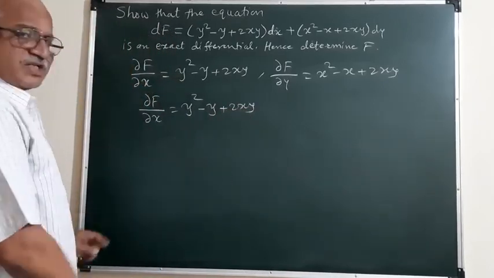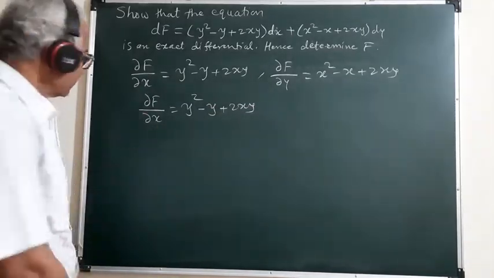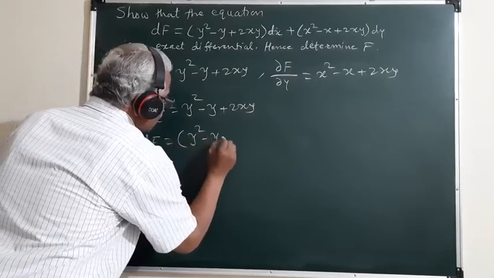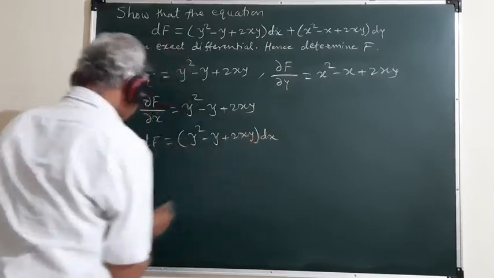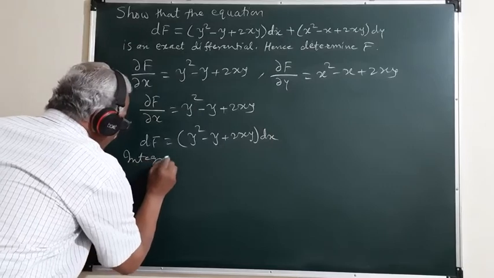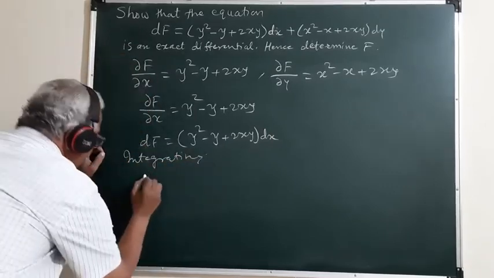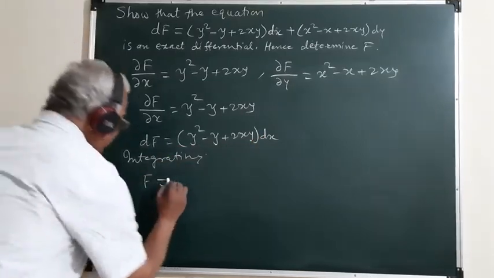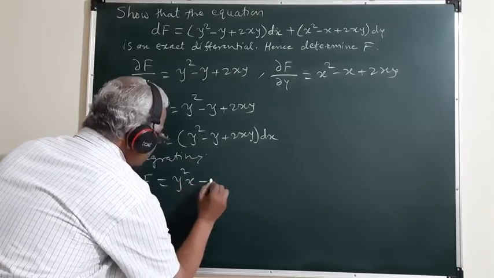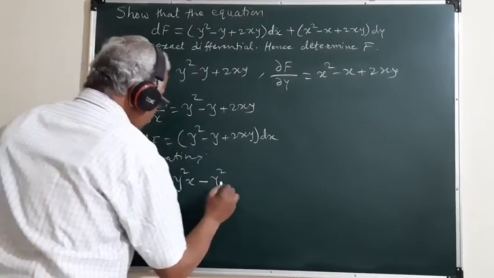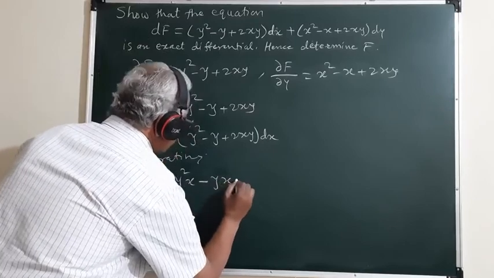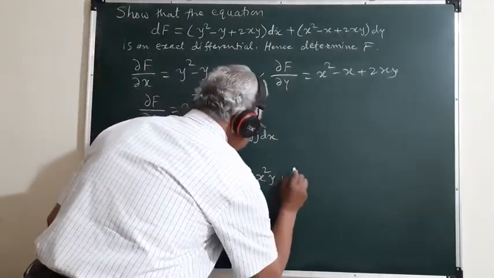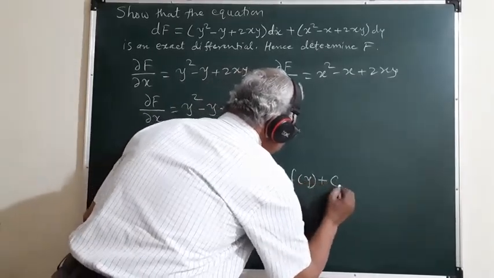Now if we integrate this expression for dou f by dou x with respect to x, this can be expressed as df is equal to (y square minus y plus 2xy) dx, and integrating both sides we get integration of df is f, and integration of (y square minus y plus 2xy) dx with respect to x is y square x minus yx plus 2x square y plus some terms containing only y plus some constant term.